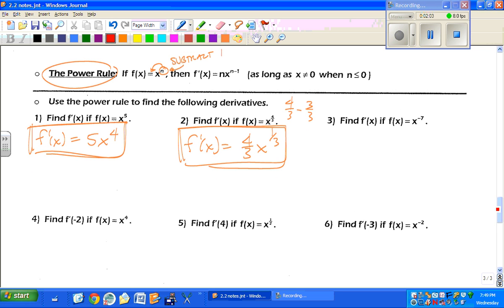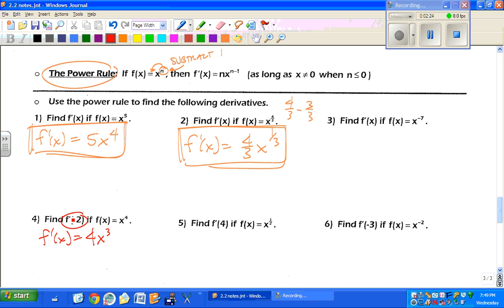Now, if you look at 4, 5, and 6, these are asking for specific derivatives. So what you want to do is find the general derivative first and then plug in that number, kind of like we did with the long derivative with the limits, but much simpler here. Let's first find out what's the derivative of f of x. Well, it's just 4 times x cubed.